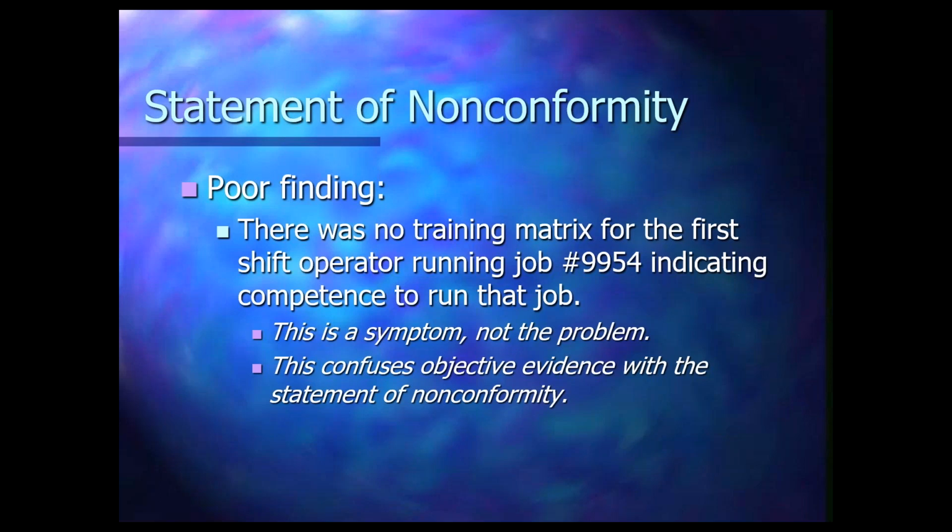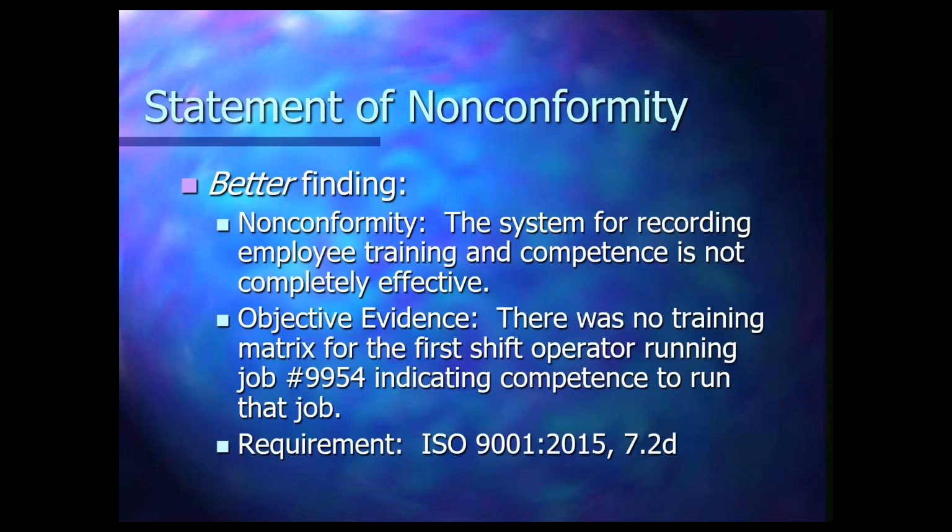So let's take an example here. Let's say that we had a nonconformance that was written as follows. There was no training matrix for the first shift operator running job 9954, indicating competence to run that job. Now, that is a fine evidence statement, but it is not a statement of nonconformity. This is a symptom. This is not the problem itself. This is confusing evidence with the actual statement of nonconformity.